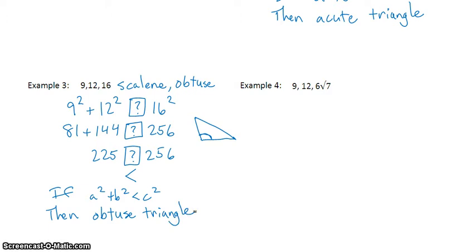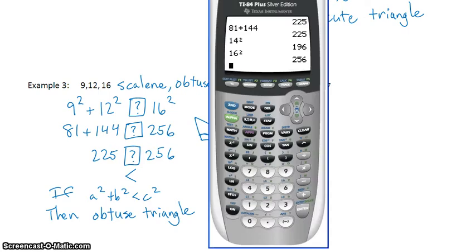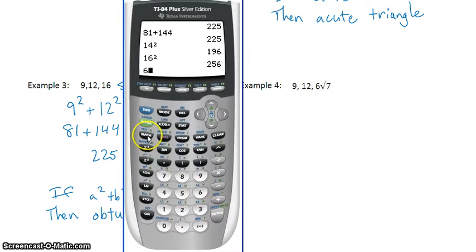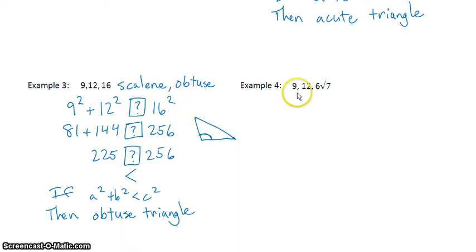Last example. 9 and 12 and 6 square roots of 7. 9 and 12 is 21, but I don't know how big 6 square roots of 7 is. So I'm going to use my calculator to figure that out. It's about 15.9. 9 plus 12 is 21, which is bigger than 15.9, so we do have a triangle. All three sides are different, so we have a scalene triangle.